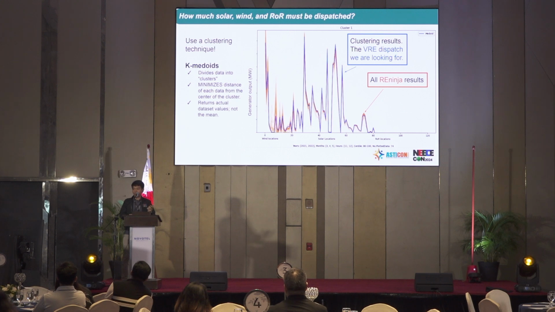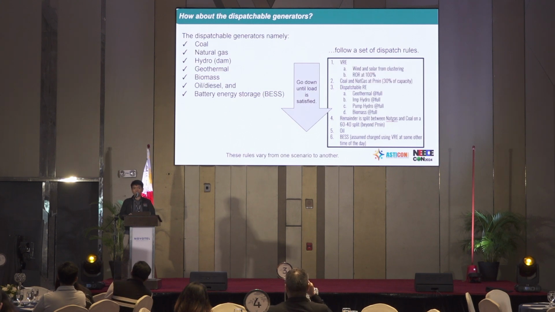So what we did is that we determined the best representative scenario, or the best representative output, for solar and wind out of those thousands of data points from those two years. That technique is what we call the clustering technique, or in a more technical sense, the K-medoids process. From here, we now try to dispatch the dispatchable generators, namely the coal, natural gas, hydro, etc.